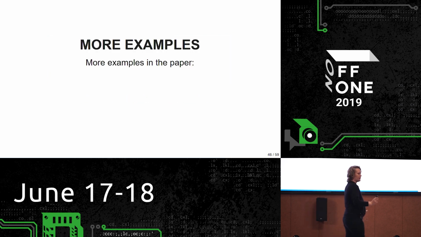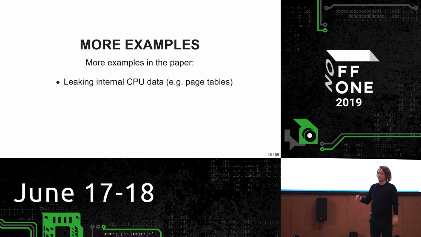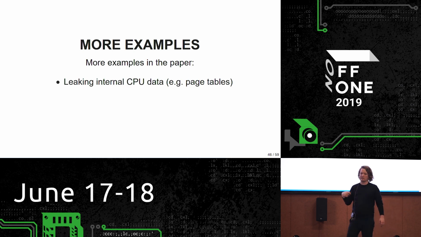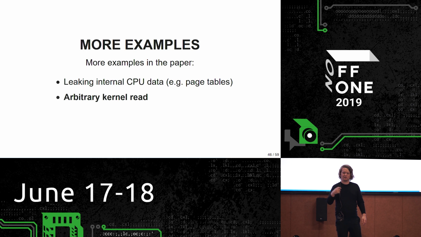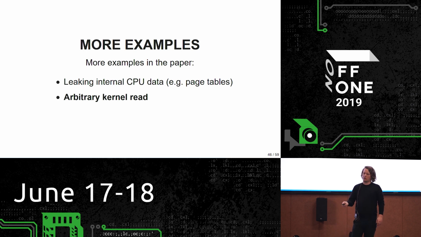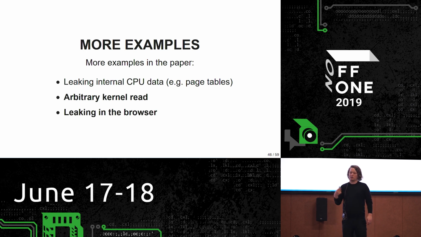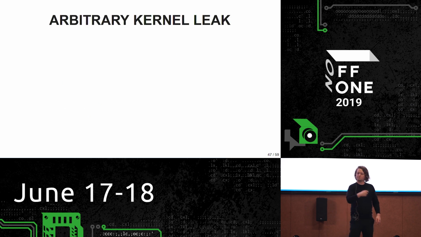So we have a few more examples of attacks in our paper. We can leak internal CPU data like page tables, breaking KASLR. We can also do an arbitrary kernel read and a leak in the browser. So I'll discuss the last two now.